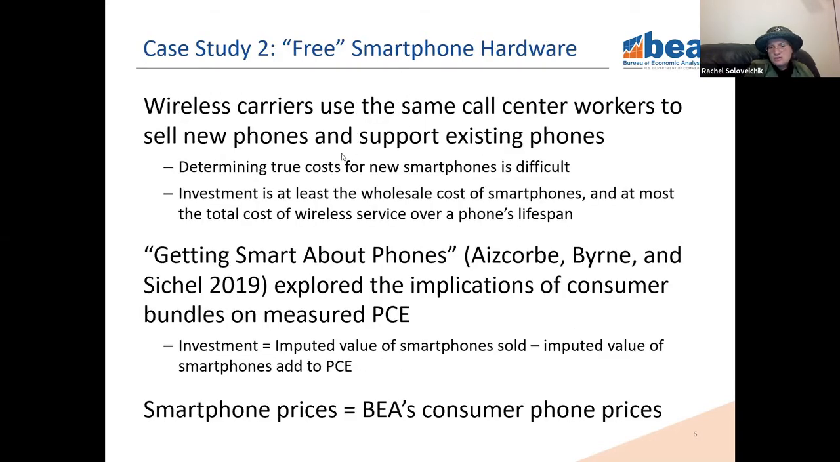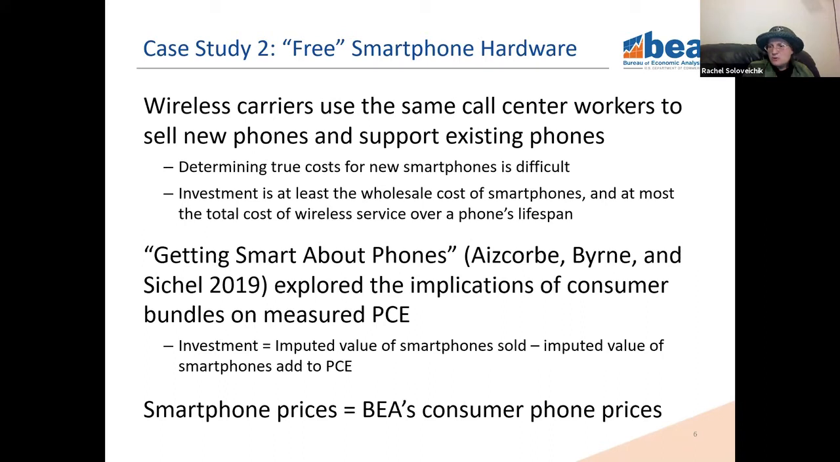And so the second case study is free smartphone hardware, which I'm very familiar with because it's a dominant way of selling smartphones around the world. If you went to a retail store, bought a smartphone, activated it all by yourself, and then got your own wireless service separately, it's easy to value. But companies use the same set of workers to sell new phones, to help people set up their new phones, and also to support existing phones.